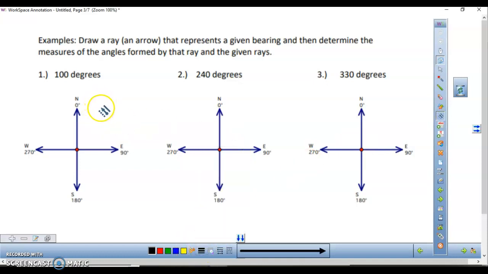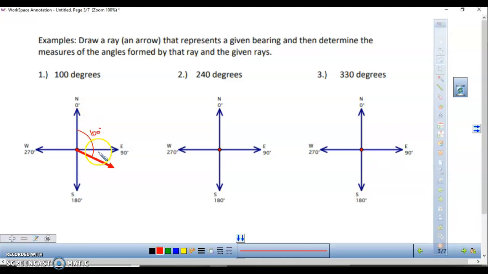The first one says that you're going to go on a bearing of 100 degrees. So you start off, and this is 0, and my bearing is getting bigger and bigger. I'm probably around 70, 80, 90 degrees. So a bearing of 100 degrees would be right about here. The next part of the question is, what are the angles formed with this ray and the given rays?